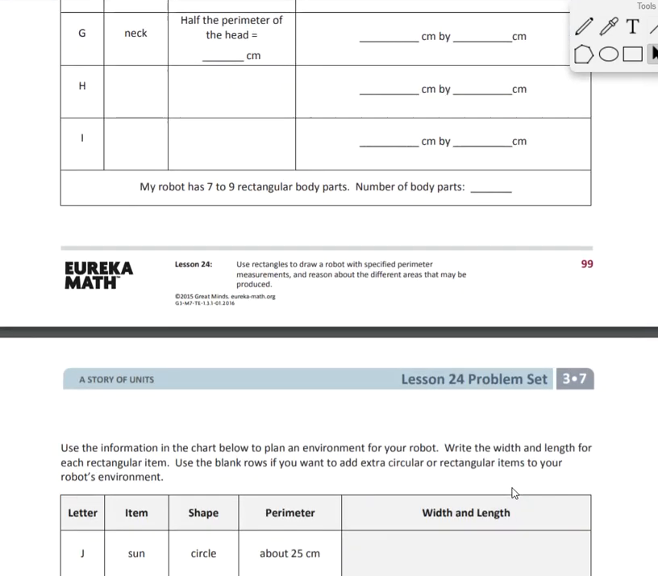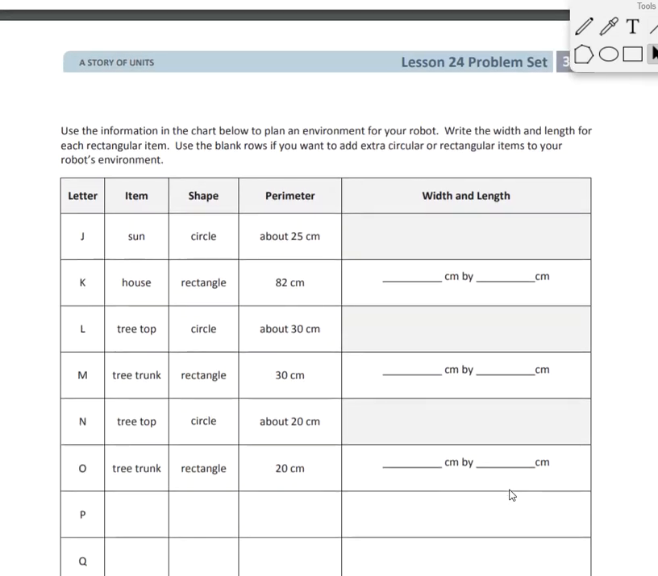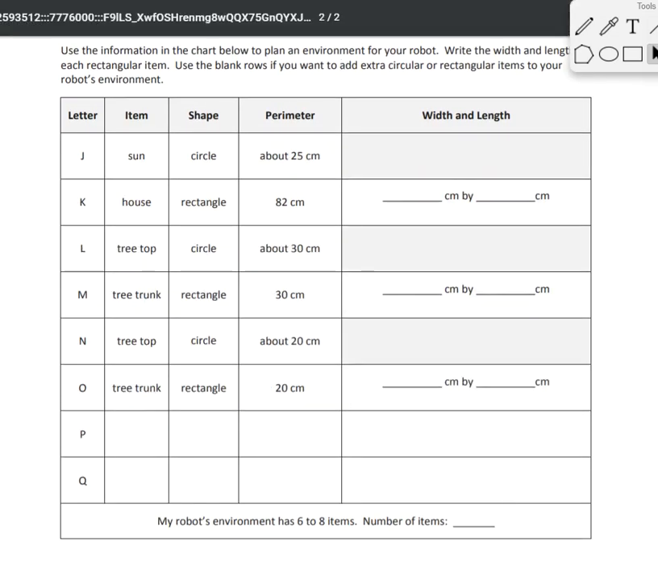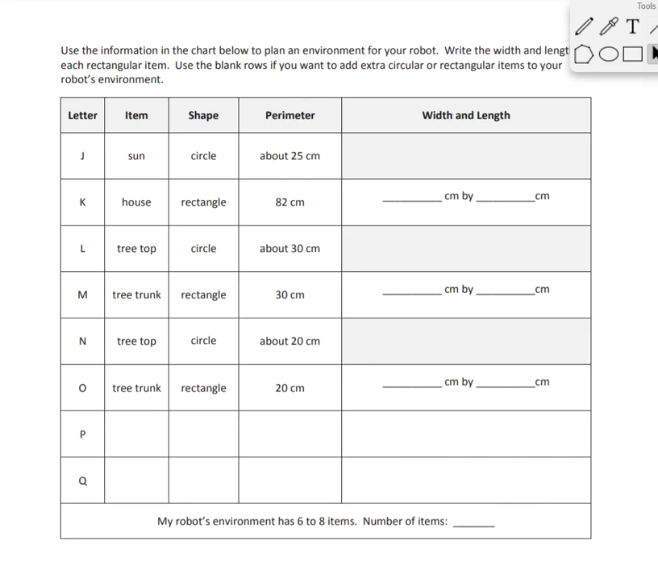Now, when we go to this back page of lesson 24, we're making an environment for our robot, because we're not just going to put our robot in the middle of a page with nothing there. The robot will get sad and bored. So we're going to put things there for the robot to have.